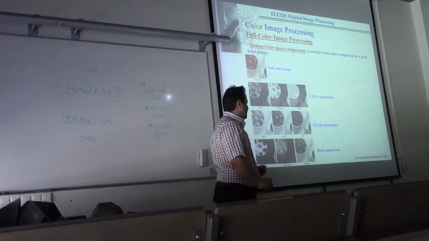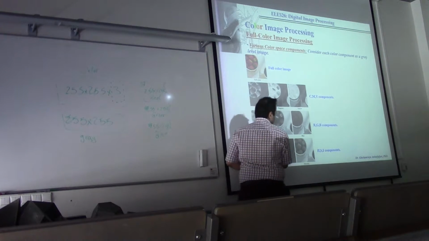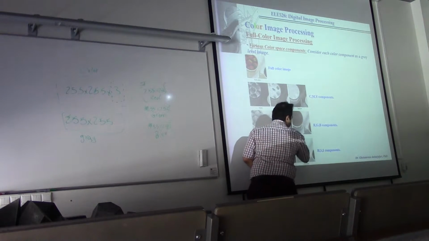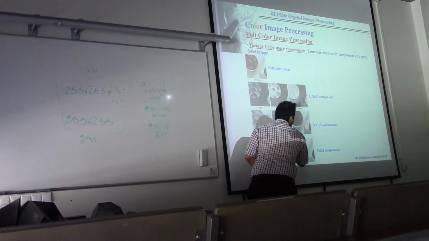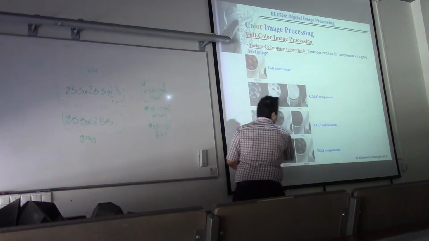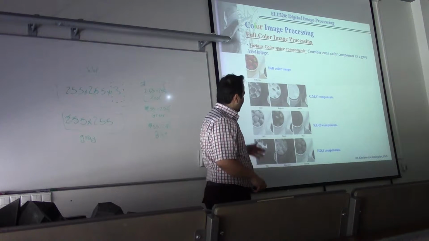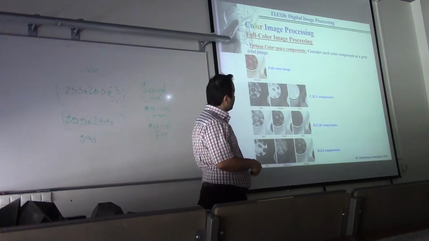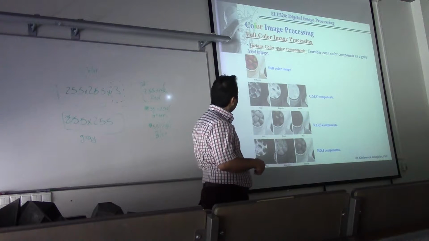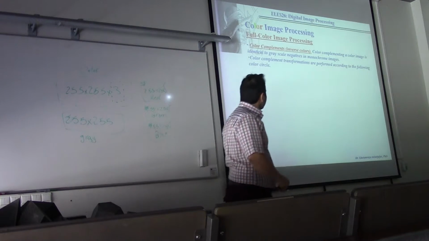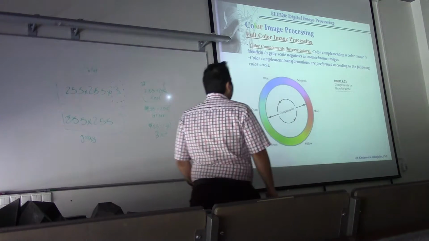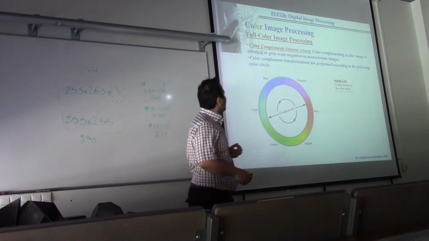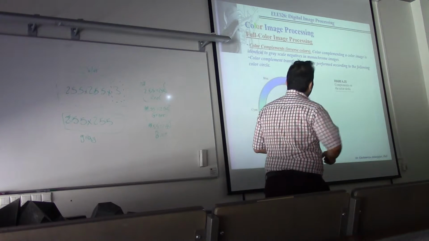But we can't say that this is the grayscale, because this area is a part of the space, or a part of the model. But we can assume that this is the grayscale image. And another technique that we can use is the color complements.